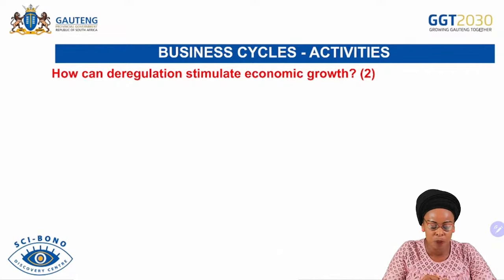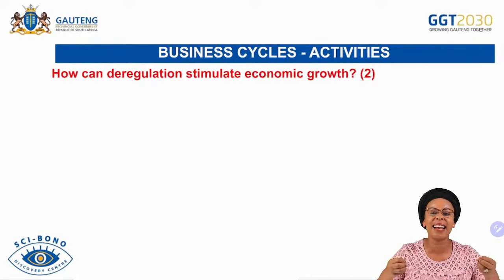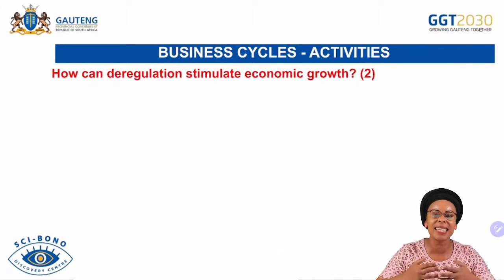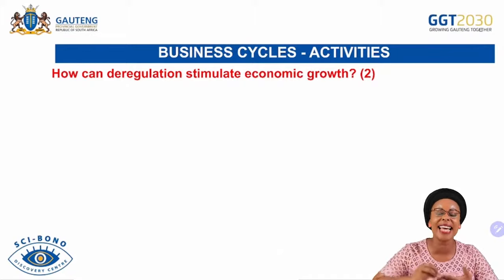For example, how can deregulation stimulate economic growth? It was explained previously that deregulation is the removal of rules and regulations which hamper the functioning of the market. Who removes these rules and regulations? The government. For example, you'll find that to operate or to enter a certain market, you need to have a license.